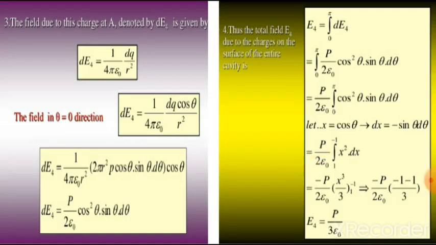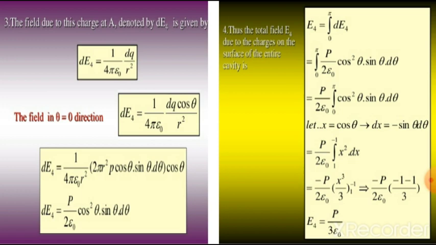Now the field due to a charge, denoted by dE4, is given by 1 by 4 pi epsilon naught dq by r square. As we studied in intermediate, dE4 is equal to 1 by 4 pi epsilon naught dq cos theta by r square. Now dE4 is equal to 1 by 4 pi epsilon naught r square into 2 pi r square t cos theta sin theta d theta into cos theta. So dE4 is equal to P by 2 epsilon naught cos square theta sin theta d theta.